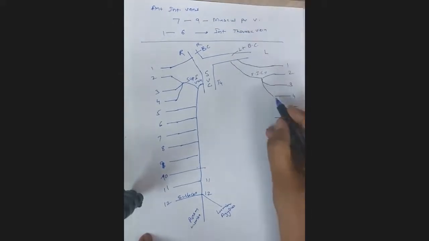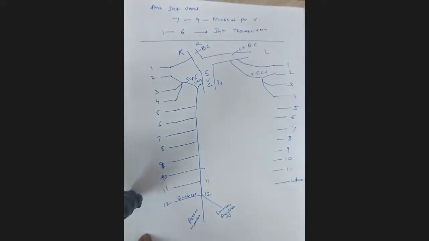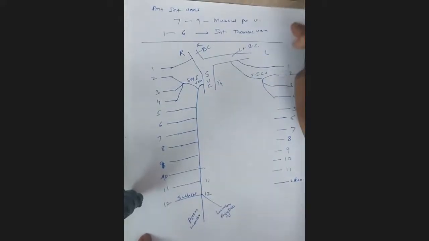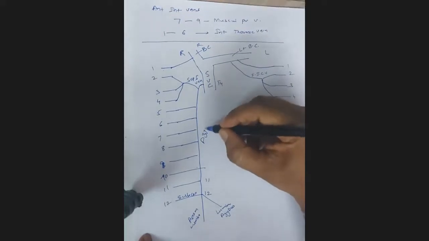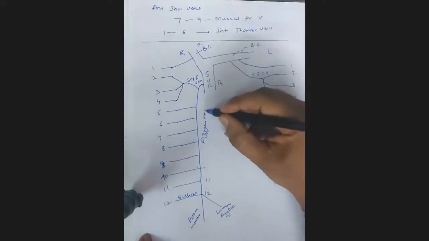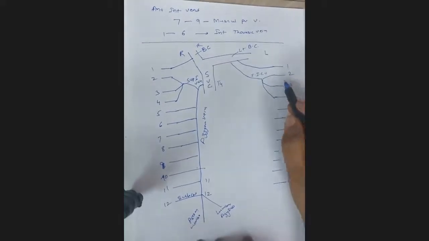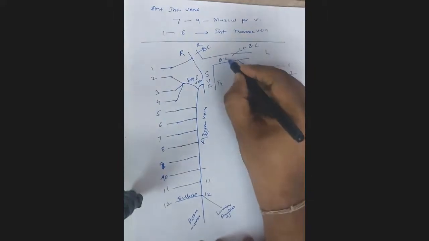Now, this difference you have to remember. The second, third, and fourth veins on the right side form the superior intercostal vein. On the left side also they form the superior intercostal vein. But on the right side, it drains into azygos vein, while on the left side, the superior intercostal vein drains into the left brachiocephalic vein.